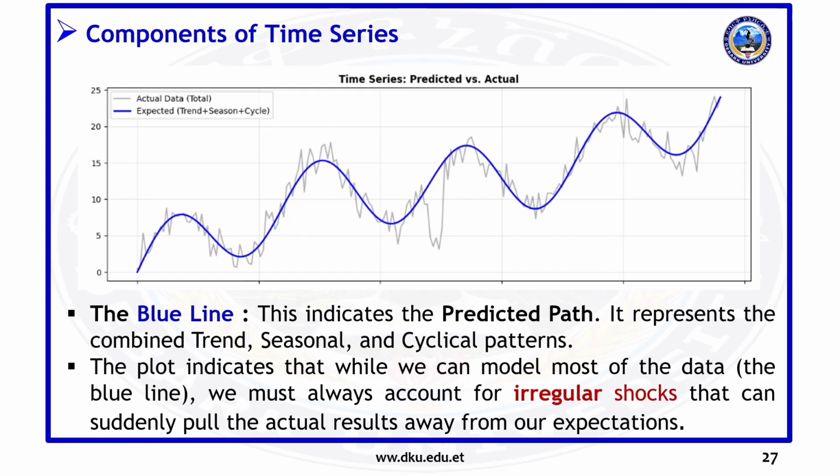Although time series models can explain a large portion of the data, they cannot fully eliminate uncertainty. Irregular components will always cause some deviation between predicted and actual values. Understanding this gap helps us interpret forecasts more realistically and reminds us that all models have limitations when applied to real-world data.